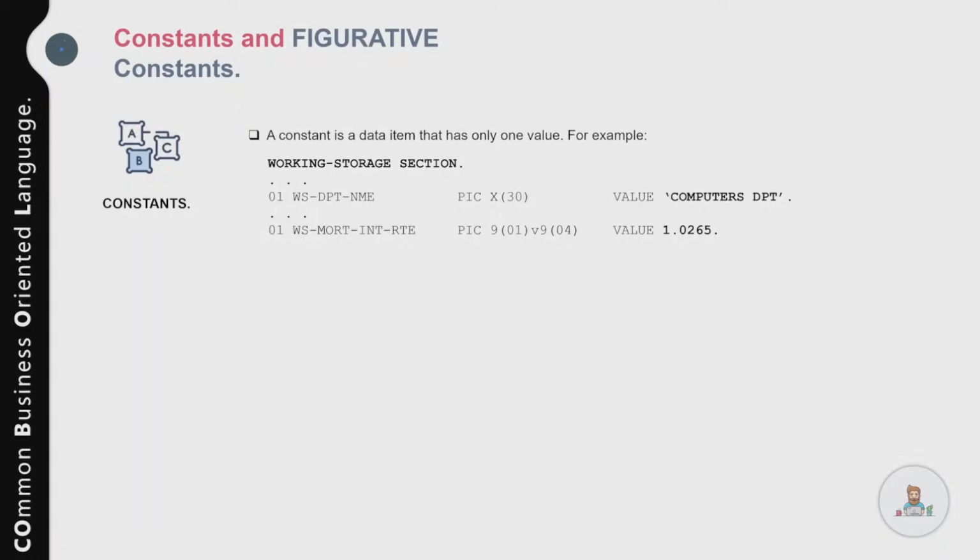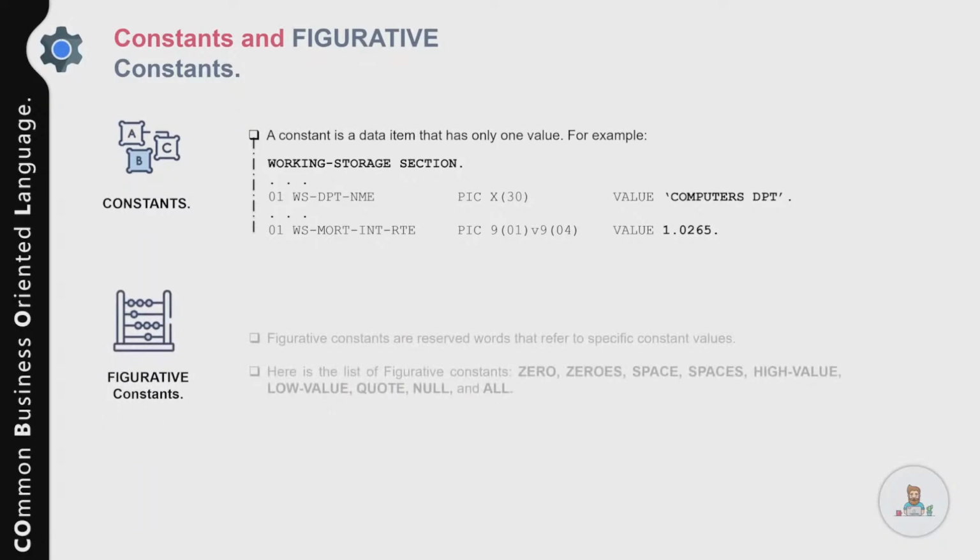If you notice, I've defined these two variables in the working storage section. The initial value of these fields is assigned with the help of the value clause. For the department, I've assigned computers department, and for mortgage, I've assigned a value that is 1.0265. So throughout the program, I would be using these two variables, department name or mortgage interest rate, wherever I need the value of these variables in my business logic.